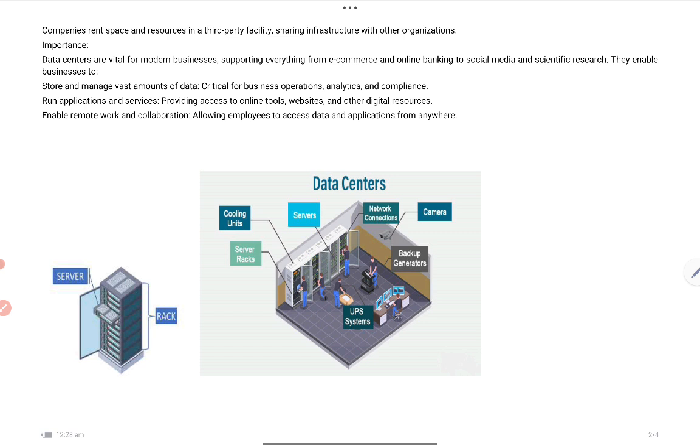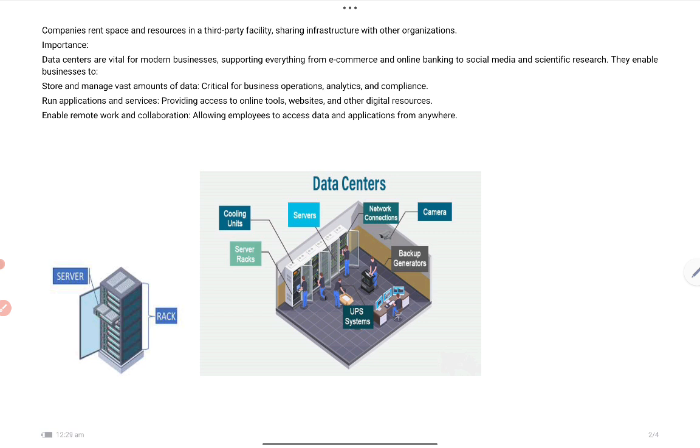Okay, what is the importance? Data centers are vital for modern businesses, supporting everything from e-commerce and online banking to social media and scientific research. This is the modern technology to store our data, for online banking, social media and scientific research. That is the most important. They enable businesses to store and manage the vast amount of data critical for business operations, analytics and compliance.